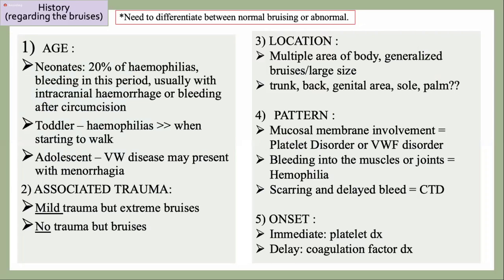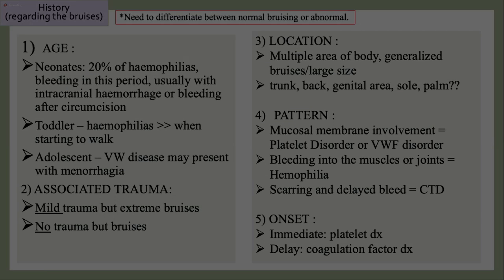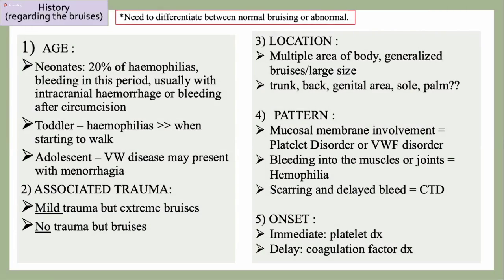All right. So moving on. Okay. So the history, first, it is very important for us to differentiate whether the bruises are actually suspicious bruises or bruises secondary to a blood disorder. So once we acknowledge the age of the patient, for example, in hemophilia patients, 20% of the patients have bleeding during the neonatal period. And usually the presentation would be in the form of intracranial hemorrhage or bleeding after circumcision. I think bleeding after circumcision occurs once the patient is at school age. I don't think we circumcise neonates.